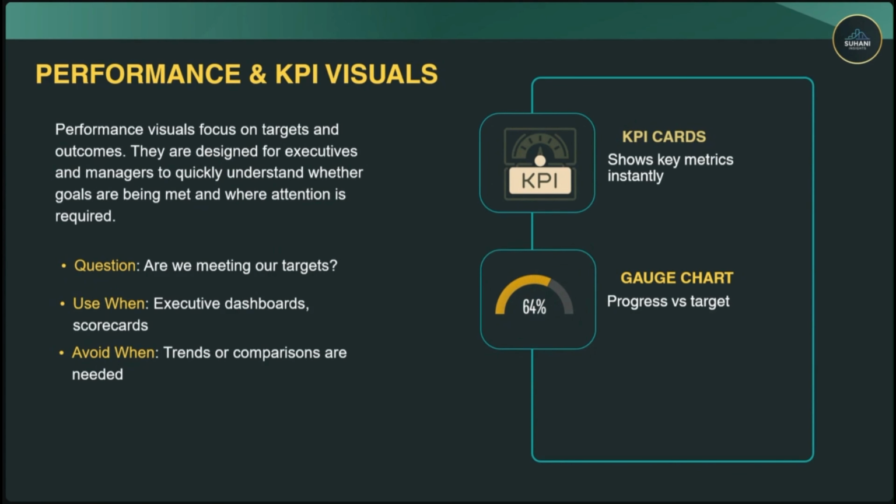Next is performance and KPI visuals, and yes, Raji, we will talk about the gauge chart also. Okay, so performance and KPI visuals are the visuals which help us to analyze the dashboard within some minutes. Okay, why is this happening? How can we use this data? How the data is at the end of the previous year and what it is today. If we are analyzing something like that, then this will come into the picture, because it helps us see whether the goals are met or not, where attention is required, are we meeting our targets, and any executive dashboard or any scoreboard will have this.